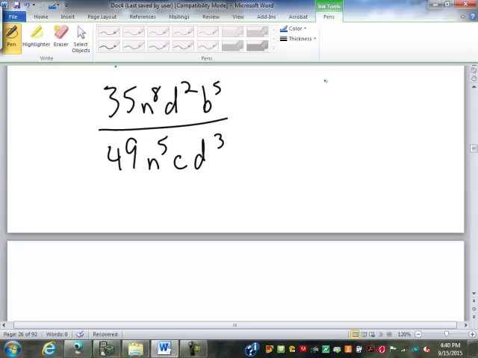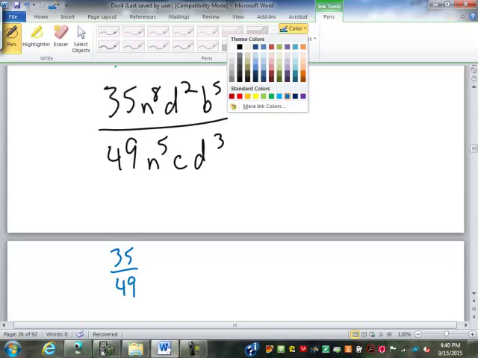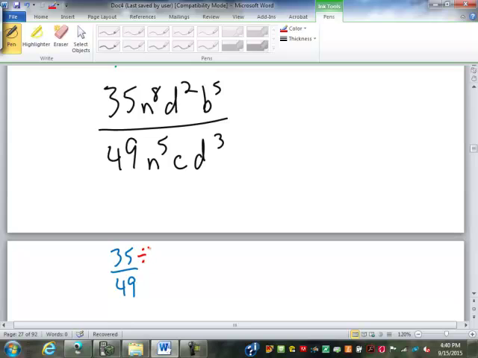Well, let's look at this one then. Where do I start? All my numbers, 35 over 49. What can both of those be divided by? 7. Okay. 35 divided by 7 is 5. 49 divided by 7 is 7. So my numerical part is going to be 5 over 7.